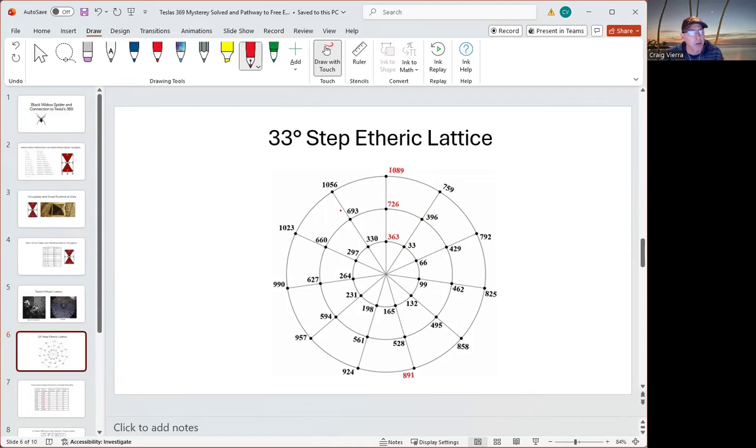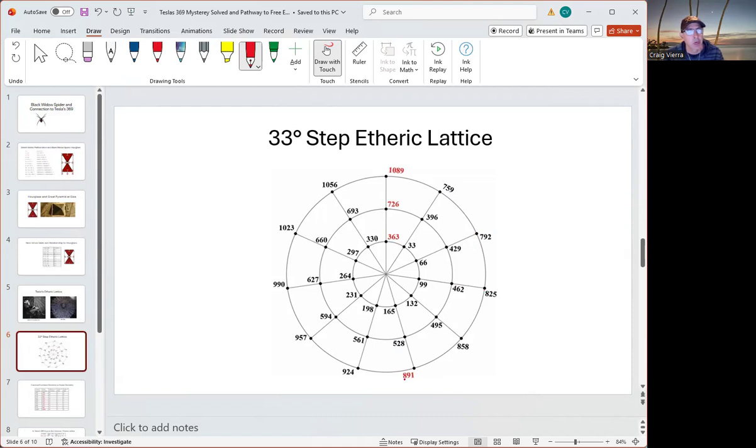You can see you go around this and you end at here on this radial here, that's 726. Then the third concentric circle here, it's a triad. You pick up from 726 to 759, and then you go around to 792. I talked about the importance of that number. So these are all nodes here that are on this etheric lattice, and you keep going.